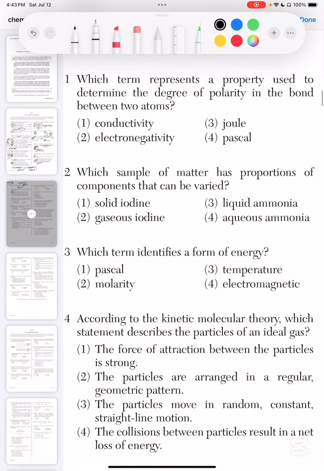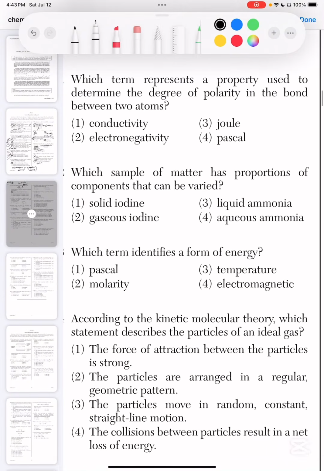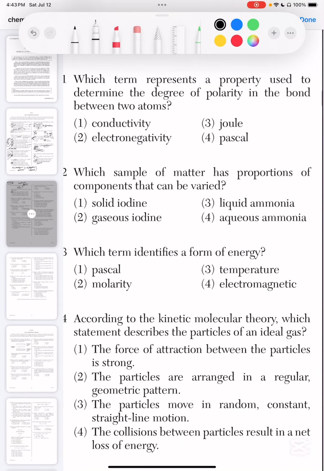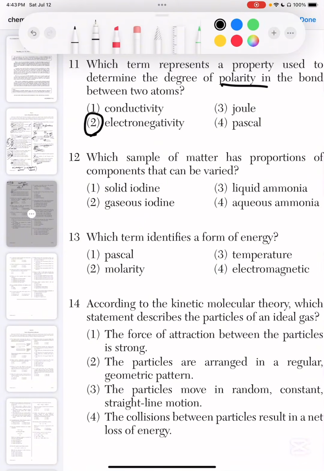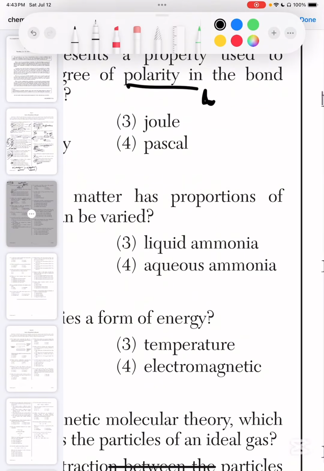Which term represents a property used to determine the degree of polarity in the bond between two atoms? Okay, polarity, this is electronegativity. You compare electronegativities to determine whether a bond is ionic or covalent, right? So that tells you how polar it is. Like, there are non-polar.